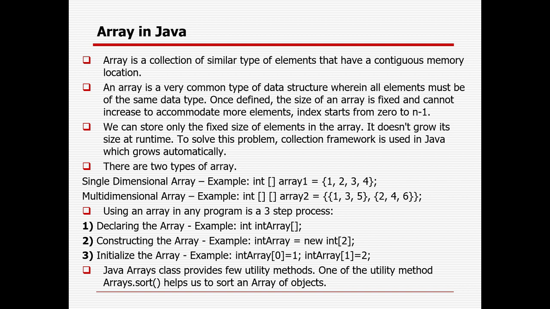Once you define the size, suppose you define the size as 5, but you have only 3 values. So the remaining 2 will take the default value based on the data type, like for integer, it will take 0. At a later point of time, in case you have maybe 7, you cannot change it, because once you fix the array size, it cannot be changed later.